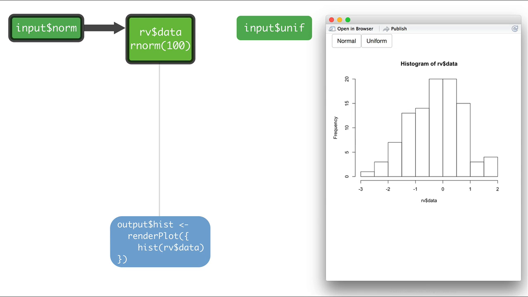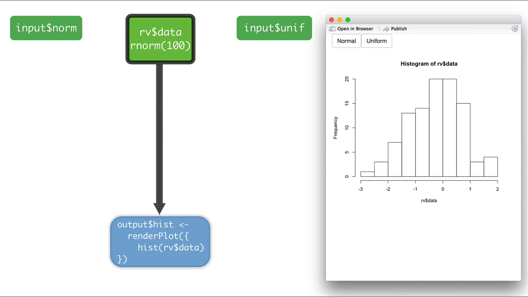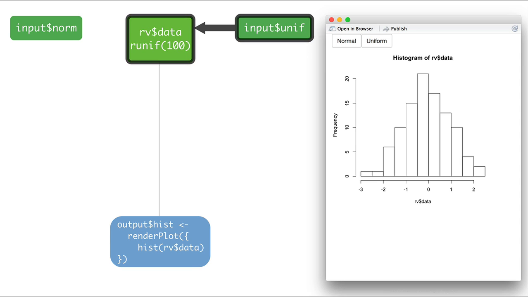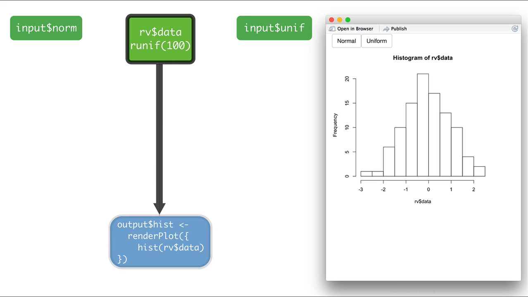When that happens, since rv$data is a reactive values object, it notifies the things that depend on it that it's changed. So now output$hist knows that it's been invalidated, it reruns its code, looks up that value, creates the new plot. Something similar happens when I click input$unif. It overwrites rv$data with, this time, 100 uniform random values. That's a change, so output is notified, retrieves the new data, makes the new plot.